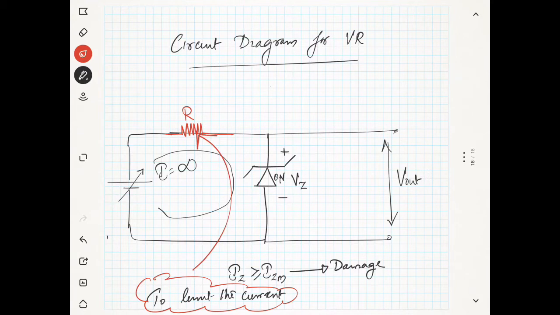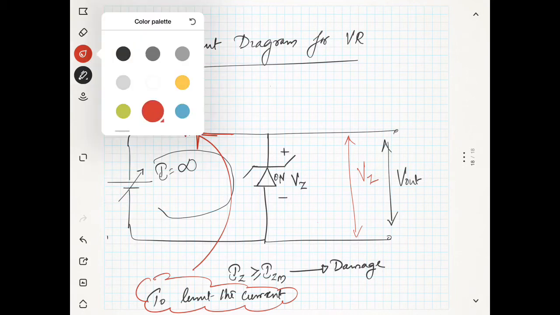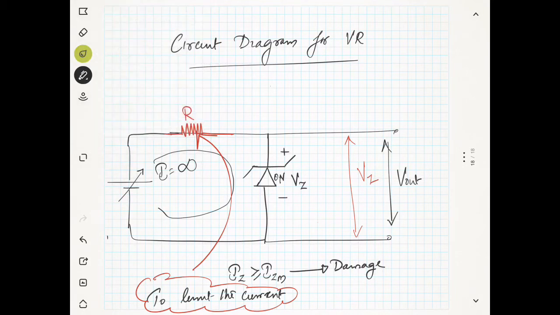Now you can get the voltage across this, V out, which is nothing but Vz. Now you will be driving some load. Maybe sometimes you will be using it as a mobile phone charger or something like that. So what we will do? We will connect a load. We will show the load also.